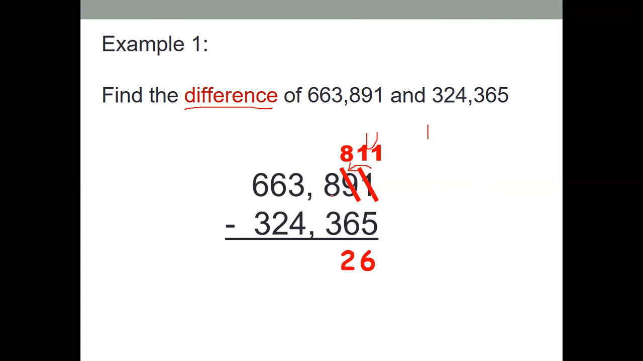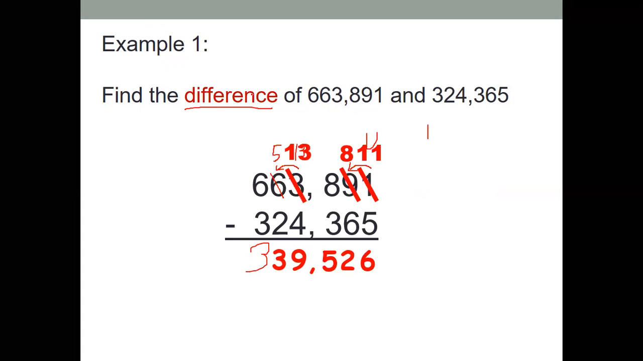Then let's go to the next one. 8 minus 3 is 5. Now look here again. 3 minus 4, can it be or can it not be? It can't be. So the 3 will borrow from 6, 1 ten. So that 6 will become 5, and the 3 will become 13 because we borrowed 10 from 6. So 13 minus 4 is 9, and 5 minus 2 is 3. Then 6 minus 3 is 3.